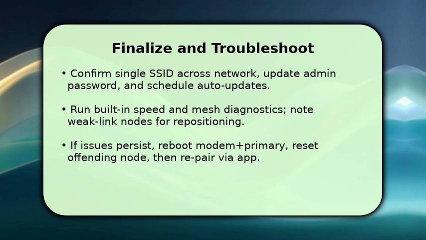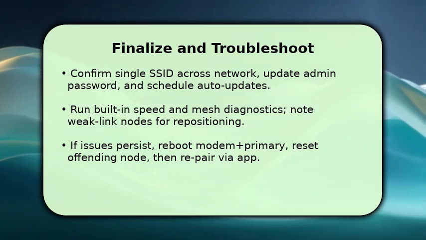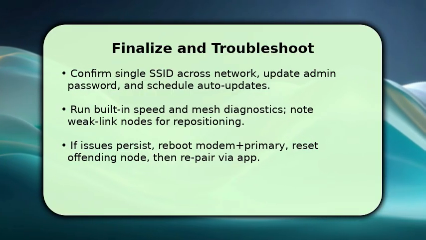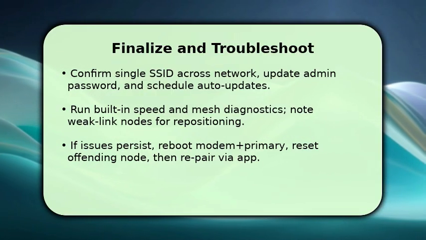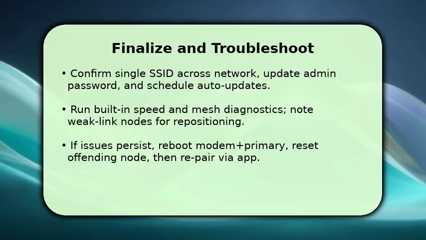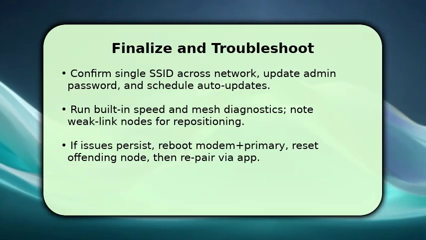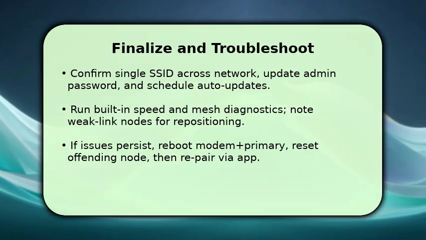Once configured, run the app's mesh diagnostics and speed tests in problem areas. They reveal weak link nodes that need repositioning. If a node shows poor connectivity, reboot the modem and primary node, then reset and repair the satellite via the app. If problems persist after repairing, swap the satellite location or enable wired backhaul.